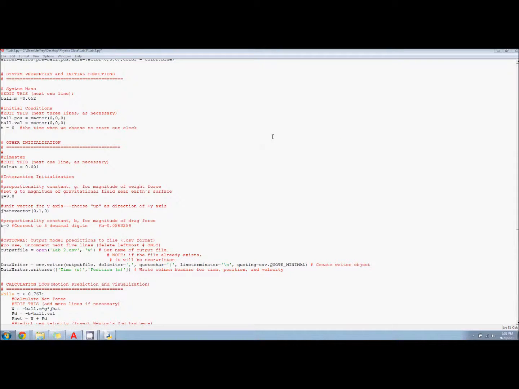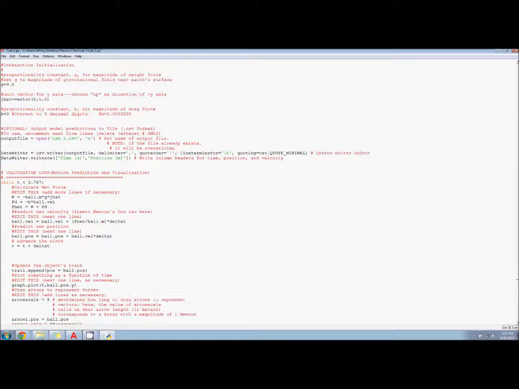This is the VIDLE program I used to model the motion observed in my experiment. I set the mass of the ball to 52 grams, here it's in kilograms. The beginning position is 0, 0, 0, and the beginning velocity is 0, since the ball is at rest. Time begins at 0. Delta t is 0.01, which is a small enough time increment for this model. The gravity of the Earth is 9.8 meters per second squared, and j hat is in the up y direction.